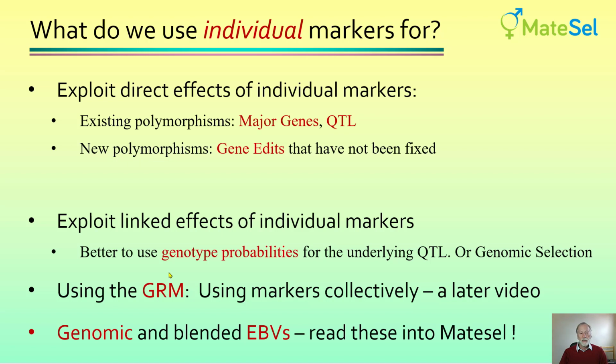And the next two categories are not really about individual markers but the collective effects of markers, and firstly using the genomic relationship matrix derived from multiple genetic markers. We'll use that in a later video to discuss managing diversity and inbreeding. And finally, of course, we have genomic EBVs. Of course, Matesel handles these, but Matesel doesn't create them, they're read into Matesel.